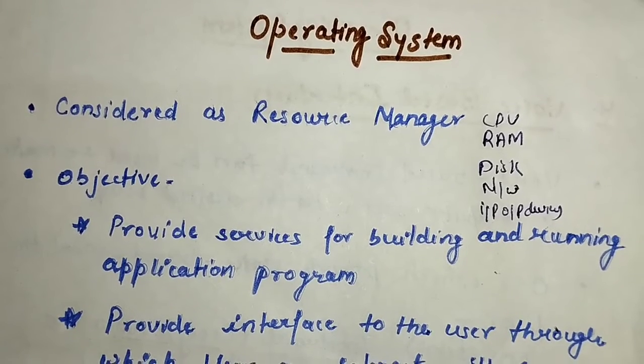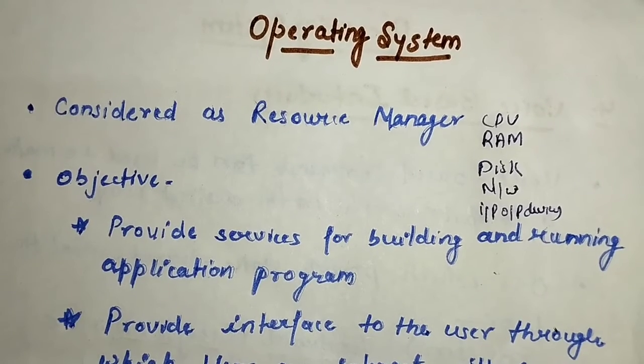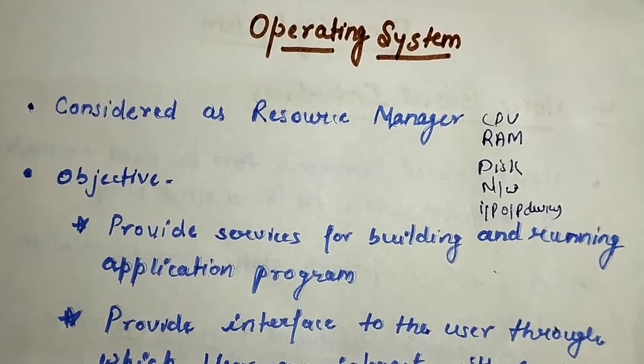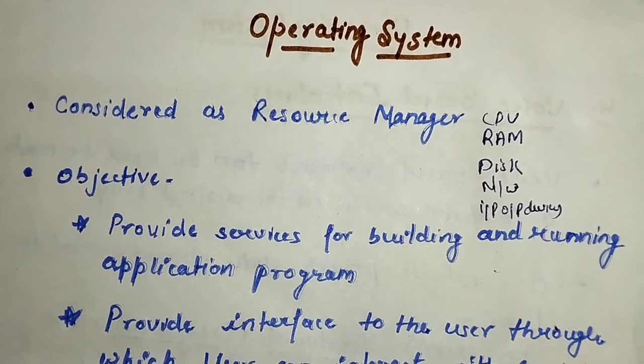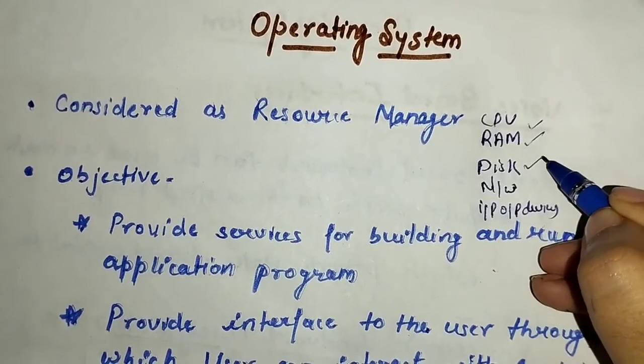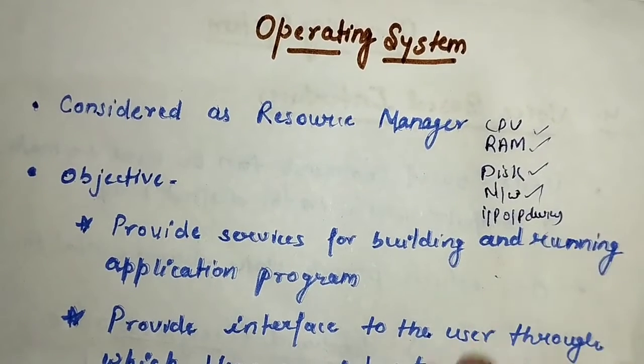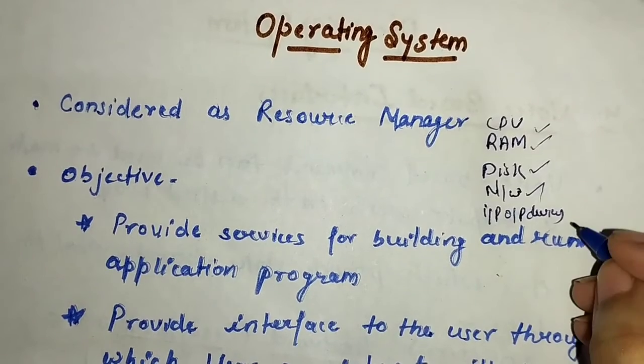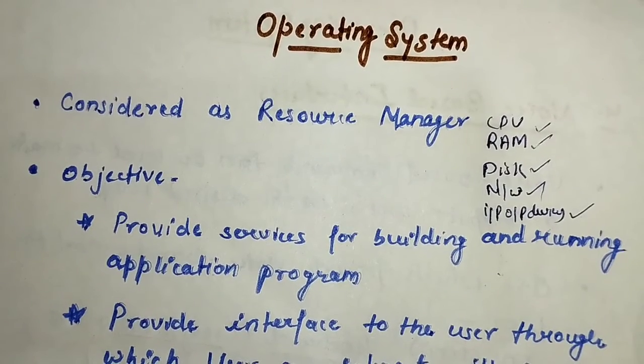Operating system. What is operating system? Operating system is a system software that is considered as a resource manager. Resource manager means it manages all the resources, that is its hardware including CPU, random access memory, hard disk, network. Network means what are the hardware which is connected by the computer, input output devices.